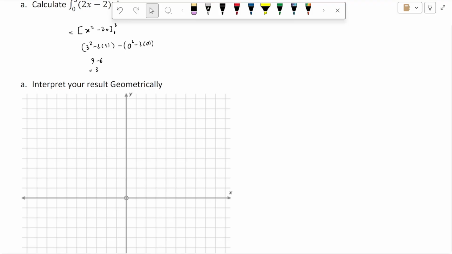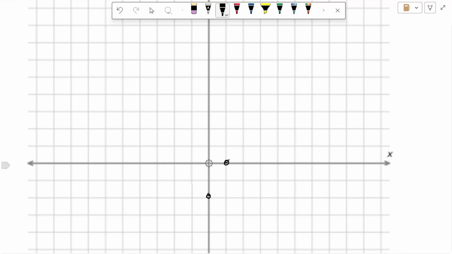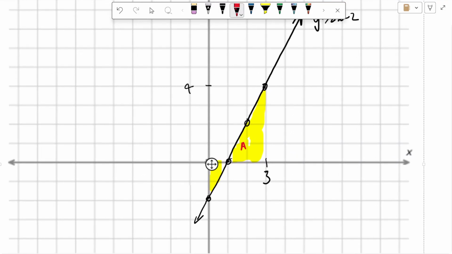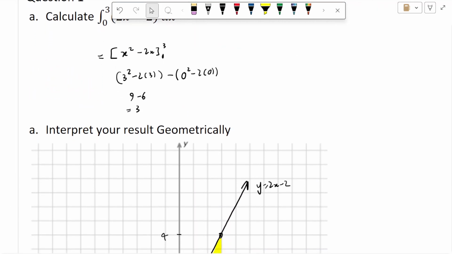And interpret our results geometrically. So if I've got this graph of 2x take 2, what that will look like is sort of this thing here, a straight line up there. And when I integrate from 0 to 3, what I'm really doing is finding that area there, sort of. So there's 3, just in case you're wondering, that's 4. And this area has a certain value, and this area has a certain value as well. We can actually work out what those values are pretty easily.